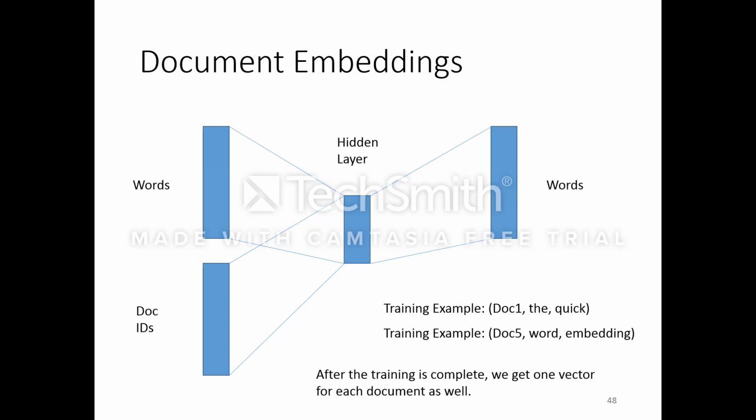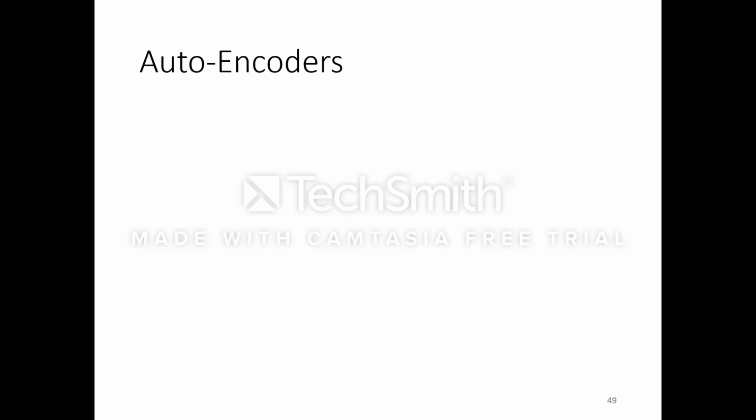After the training is complete, for every document ID you also get 300 weights going from that document ID onto the nodes in the hidden layer, and that is a vector representation for the document. So by doing this training process, by extending the basic word-to-vec model and adding a bunch of extra nodes to the input layer, we get a document representation as well, which is called a document embedding.